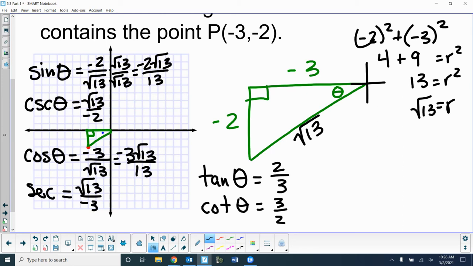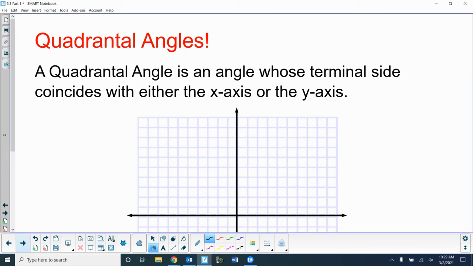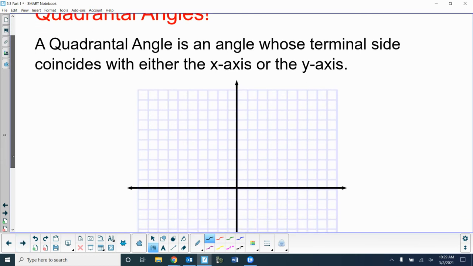So you're going to have like 3 or 4 of those for homework. Like that, okay? The other thing we're talking about today is quadrantal angles. Okay, a quadrantal angle is an angle whose terminal side coincides with the x or the y axis. So here's my initial side. I start going up and it stops right there. So it's right there on the y. Okay, we call that a quadrantal angle.